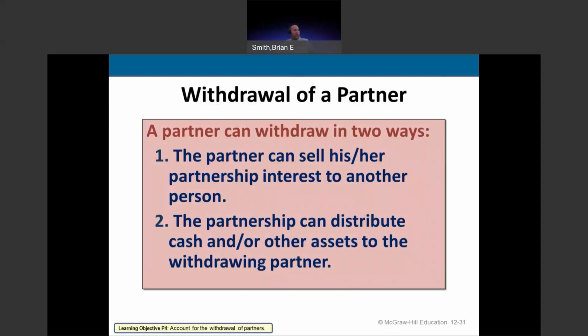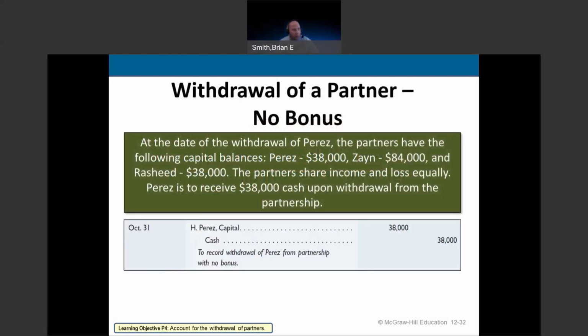So let's look at that. Basically what I just said, we'll go over here. All right, so when Perez decides to leave, Perez has 38,000, Zane has 84,000, and Rashid has 38,000. The partners share the income and loss equally. Perez has to receive 38,000 cash upon withdrawal from the partnership. This is just if there's no bonus. Perez is debited the capital balance, gets the cash, and runs. Oh wait, no, he gets out of the partnership.